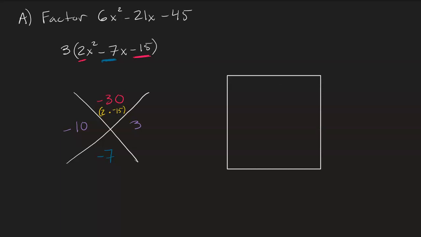Look at that. I was able to freehand a perfect box. Okay. And as you can recall, I want to put the term with the a up here. So that's the 2x squared. And then I want to put the term with the c down here. That's -15.